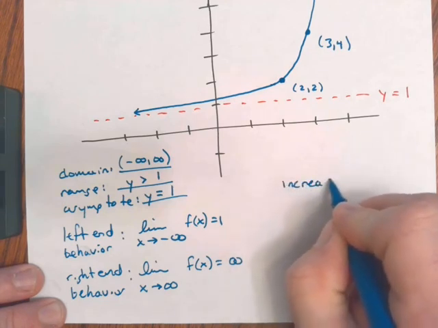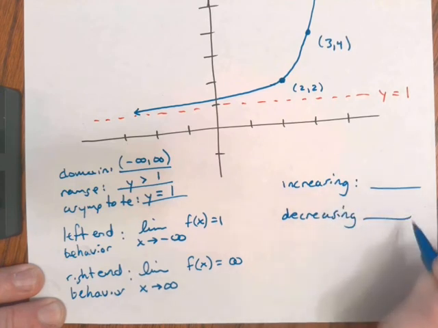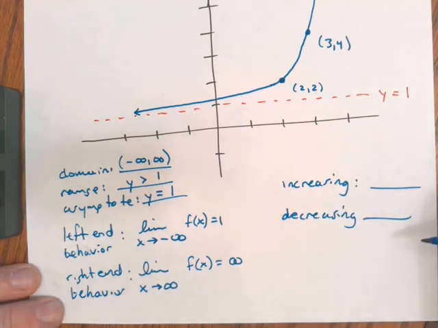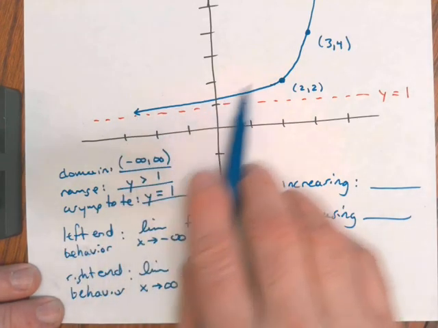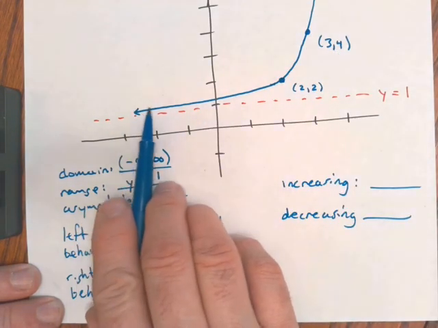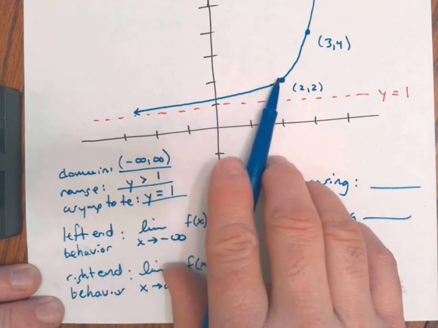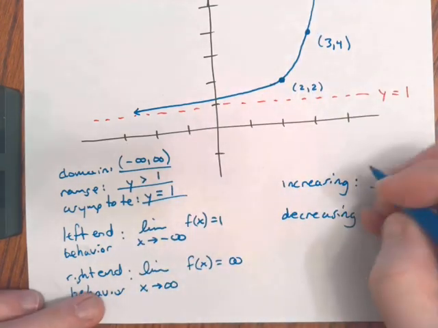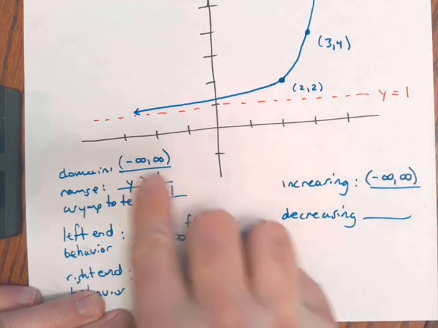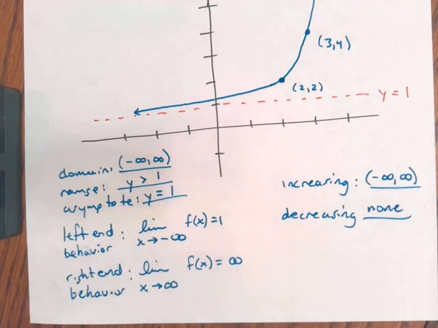For increasing and decreasing, the two answers are always going to be the domain and none. And you just have to decide, does this graph increase the whole time or decrease the whole time? It's not going to do both. And as you travel from left to right, when you do increasing and decreasing, you always have to slide along the graph from left to right. As I go from left to right, it's gently increasing and getting taller, getting higher to start with, and then it increases even faster. So it's increasing the whole time. So the domain is where it's increasing the whole time, and then it is not decreasing at all.